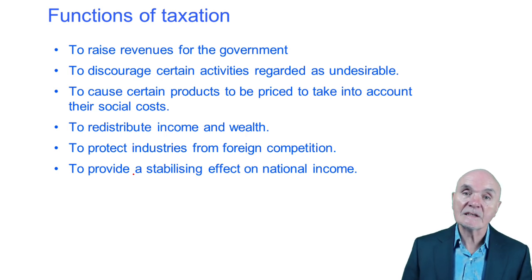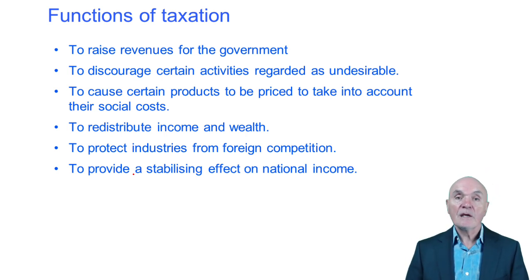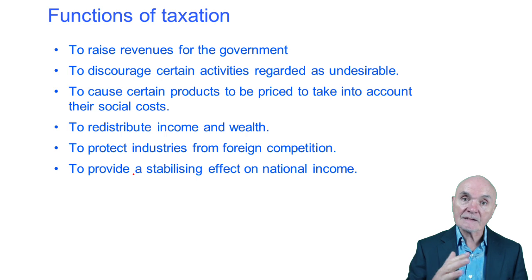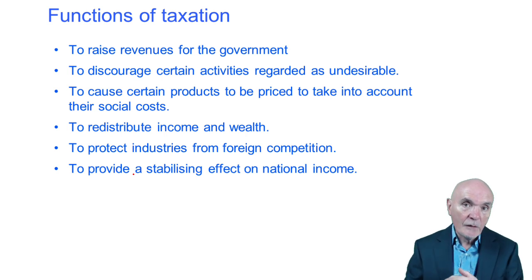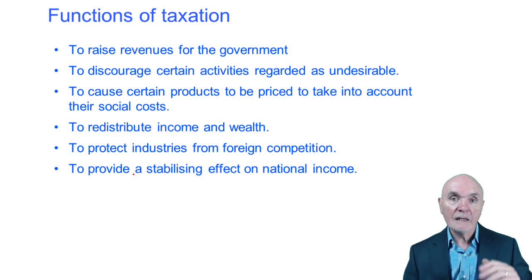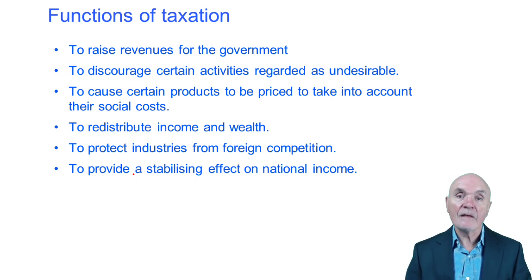And to provide a stabilizing effect on national income. If you think the national income is getting overheated and inflation is a risk, then you can increase tax a little bit, take some of that disposable income away from people, and this will put a dampener on the economy and tend to reduce the amount of inflation.